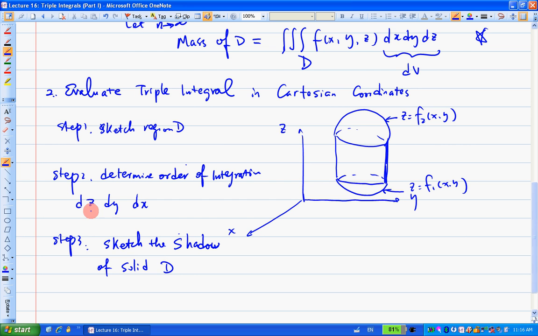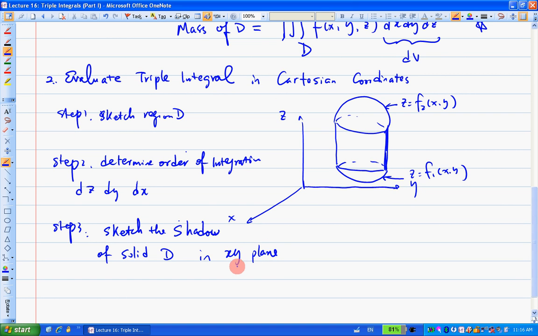Now, since you decided on dz, dy, dx, we're going to sketch the shadow in the xy plane. Basically, the shadow is on the last two variables here, right? So in the xy plane. Sketch the shadow in the xy plane. Is that clear? So the shadow is based on your decision of the order of integration.